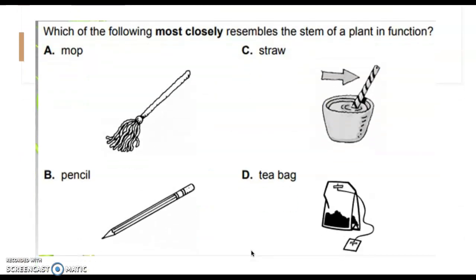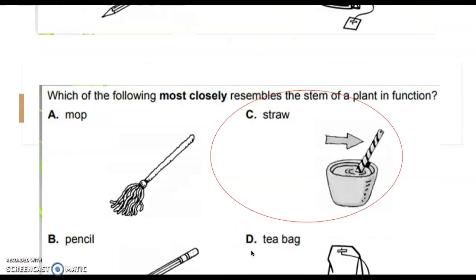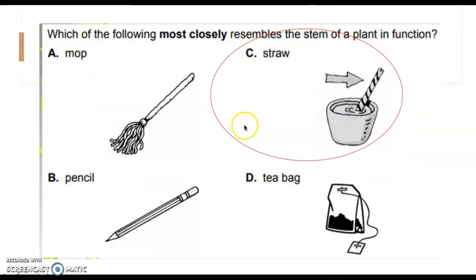All right, which of the following most closely resembles the stem of a plant in function? A mop, a pencil, a straw, or a tea bag? Which one of these resembles the stem? All right, the straw. Remember, stem starts with ST and straw starts with ST. Awesome job.